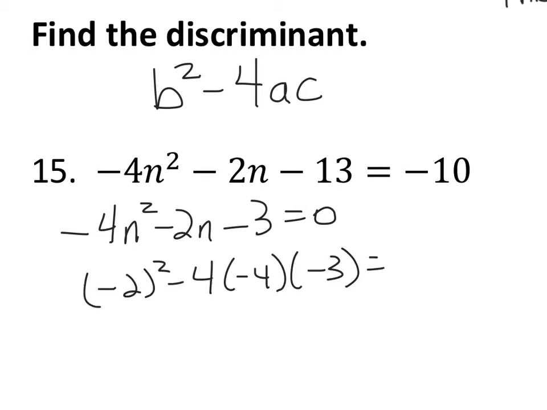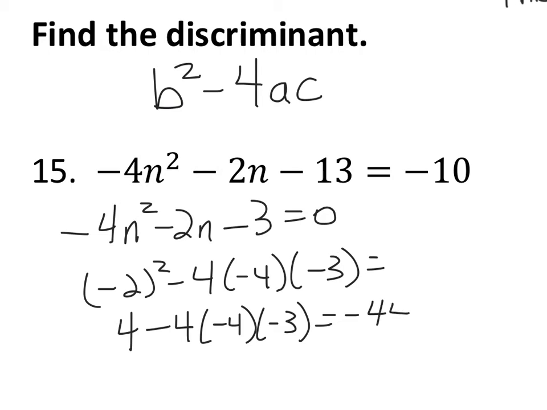Now I'm ready to find my discriminant. Notice how I put all of my numbers in parentheses. We have a lot of negatives here, so if you're not careful, you could end up getting the wrong number because you didn't use parentheses. When you take negative 2 and square it, that gives you a positive 4. So just make sure that you don't make any sign errors. Then after you put the rest of these in, you're going to find that you get the number negative 44 as your discriminant.